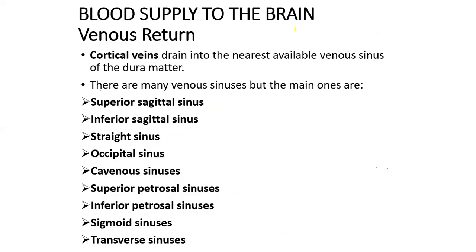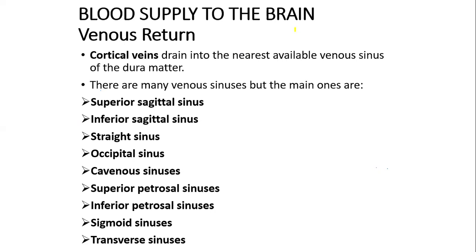Blood supply to the venous return. Venous return is the carrying of blood away from the brain back to the heart. It means blood coming from the organ, which is the brain, has some toxins or collected waste products, carrying them away from the brain to the heart.